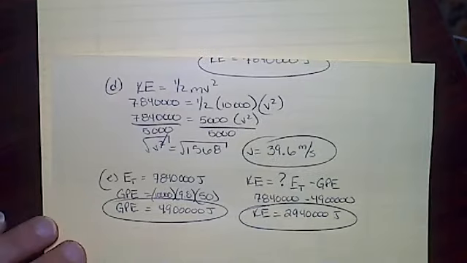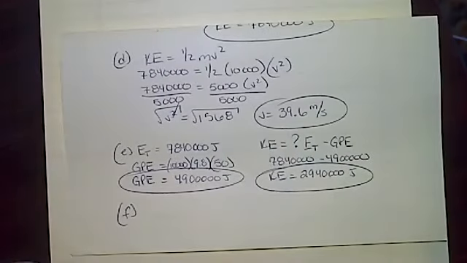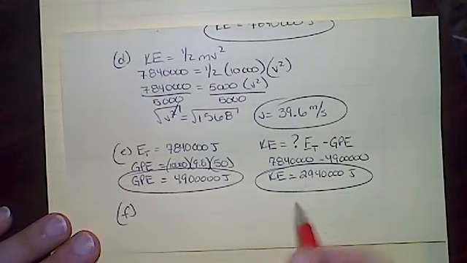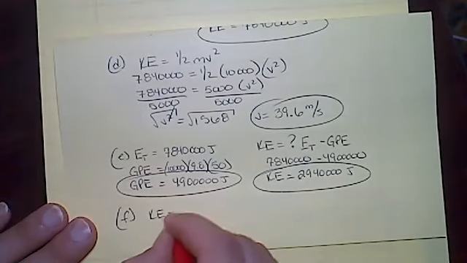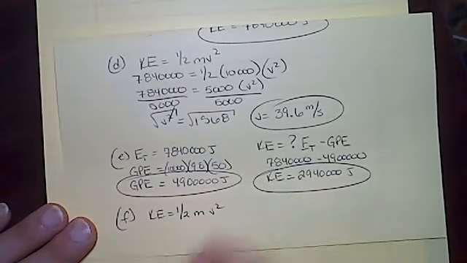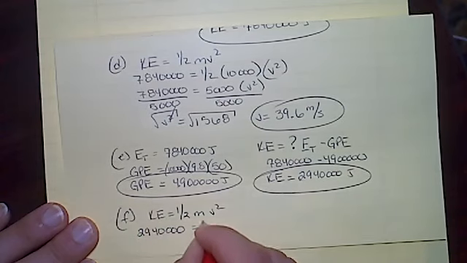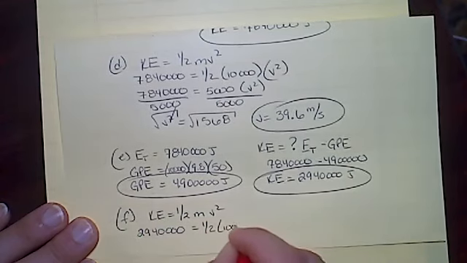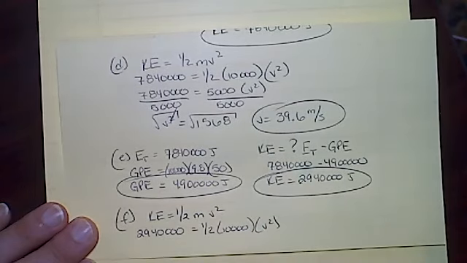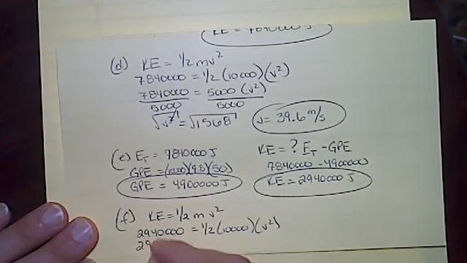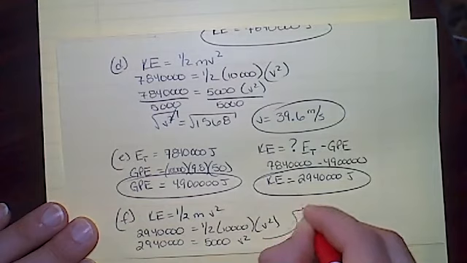All right, our last problem, we're going to do F, and then we will finish up this video. F is asking, calculate the velocity when it is 50 meters high. Well, we have the KE when we're 50 meters high. So let's just solve that for velocity. So 2,940,000 equals 1/2 times 10,000. We're still keeping the same mass, times v squared. If we go through, 2,940,000 equals 5,000 v squared.